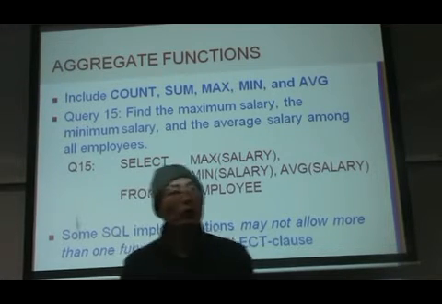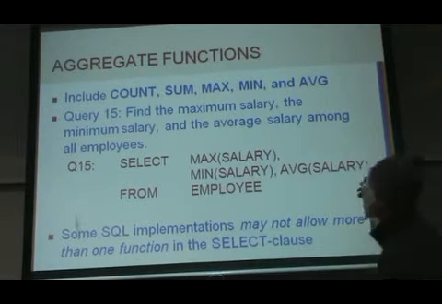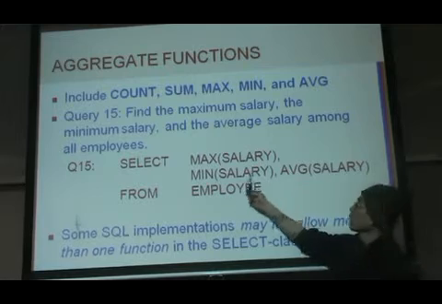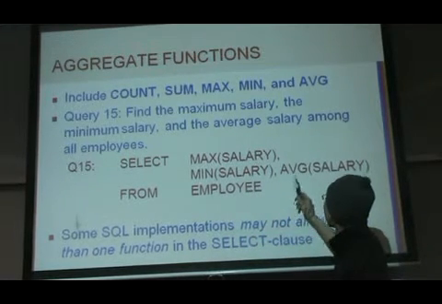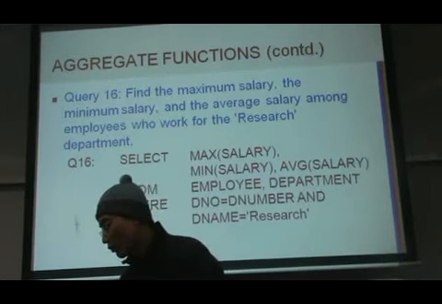Aggregate function. We have learned about aggregate functions for statistics, like max, min, and average. We can use "as" with the column name so you can understand easily: the maximum salary of the employee, the minimum salary of the employee, and the average salary of the employee. That's it.